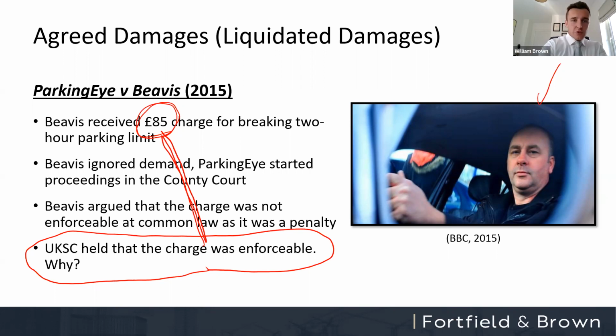Is the figure, so in this case the £85, proportionate to the legitimate interest of the innocent party? So the question here is this: is an £85 charge proportionate to protecting the legitimate interest of the car parking people? What do you think about that as an open question to the audience? Is £85 proportionate to making sure that people pay their parking fees on time? Christy says no, Thomas says yes. No, yes, no, yes. Noman, good to see you, Noman. I'll see you at 3 o'clock as well.